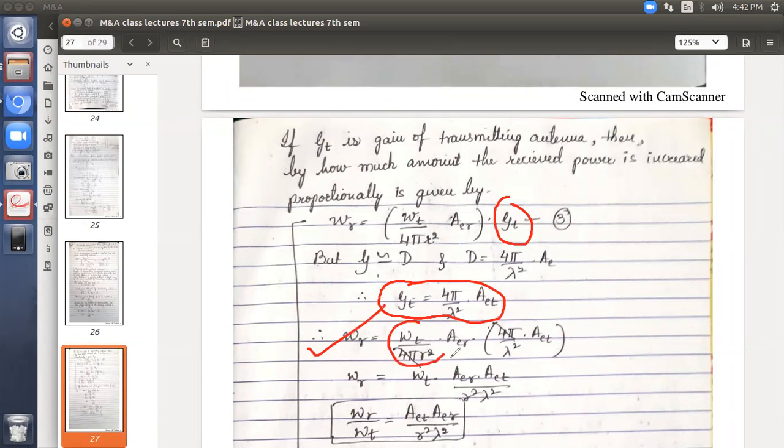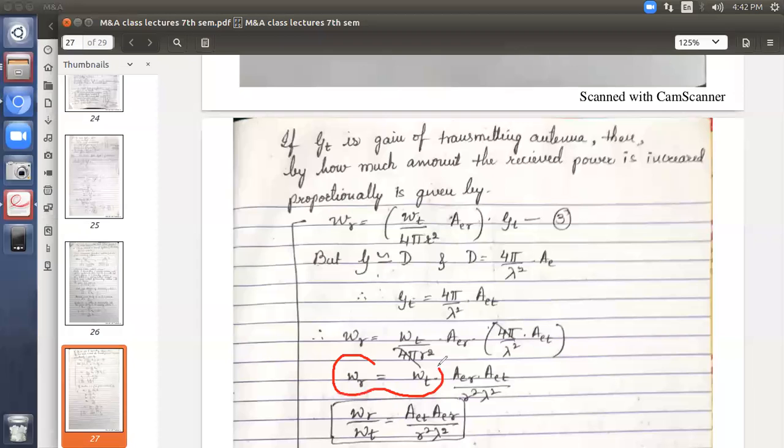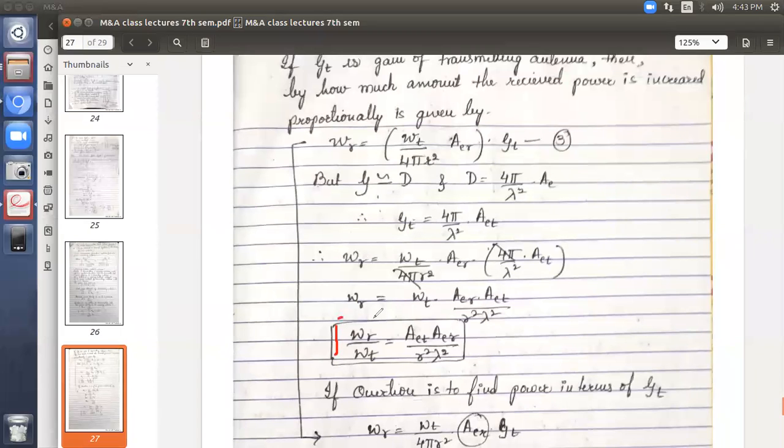So WR is equal to, all these parameters are same. Instead of GT, substitute this here. So substituting, 4 pi gets cancelled. Remaining is WT, AER, AET divided by R square lambda square. This is the equation. If you simply rearrange, WR by WT, take this to the denominator, WR by WT is equal to remaining all this. This equation which is put in a box will give you the relation between the input power and the output power in terms of apertures AET and AER and the distance between the two antennas. This is called the Friis transmission formula. It is very simple. We are substituting one equation in the other, assuming ideal conditions.